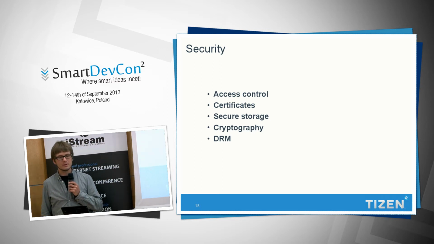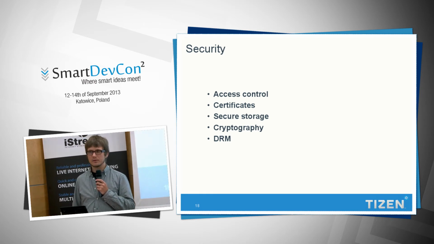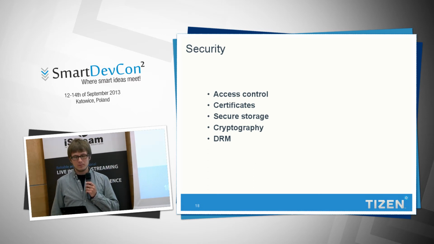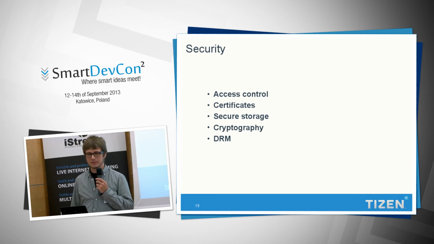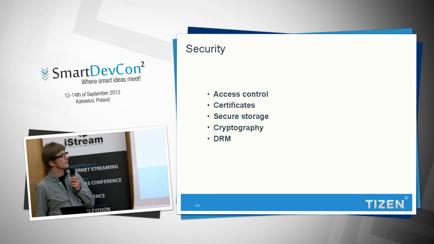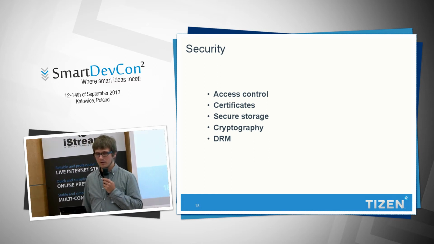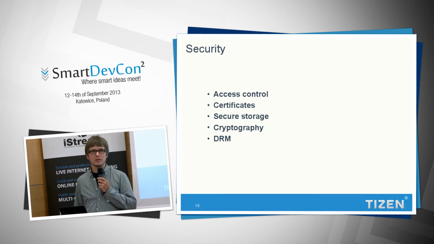Now security. This is interesting. Security services consist of access control, certificate management, secure storage management, cryptography libraries, and DRM. DRM is somewhat required by operators, by those who sell devices and want to control what customers can do with them. It's there. What's interesting is that Tizen is probably the first Linux-based operating system that uses SMAC for access control. This is a kernel mandatory access control framework module.